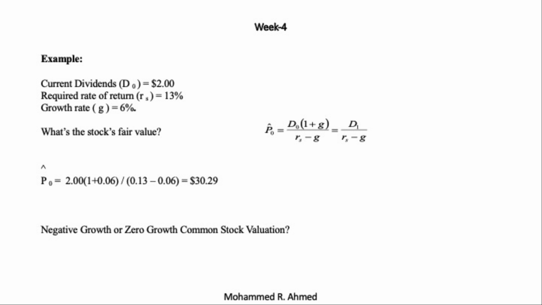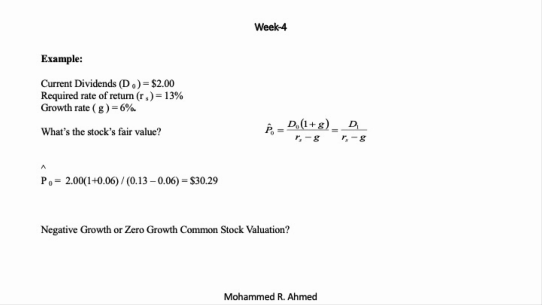Current dividend is given to us: $2. Required rate is 13%. Growth rate is 6%. The question is, what is the fair value of the common stock? Look at the valuation model on the right-hand side. The model states that the dividend for the next period, which is D1, divided by the required rate of return minus the growth rate will give you the fair value of the stock. So let's use the information given to us and compute the fair value, or expected value, of the common stock.